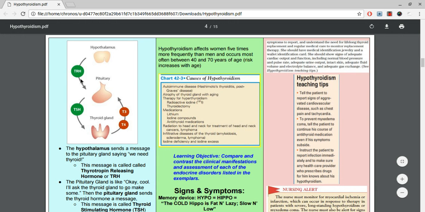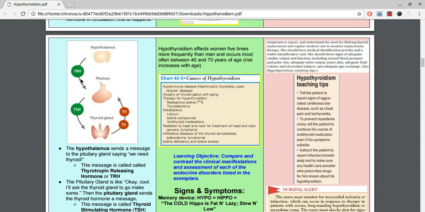Okay? The pituitary gland is going to be like, oh, okay, cool. I'll ask the thyroid gland to go make some thyroid hormones. So the pituitary gland starts sending a message to the thyroid gland. And the name of this message is thyroid stimulating hormone, TSH. And that makes sense because the pituitary gland is stimulating the thyroid gland to make more thyroid hormones.